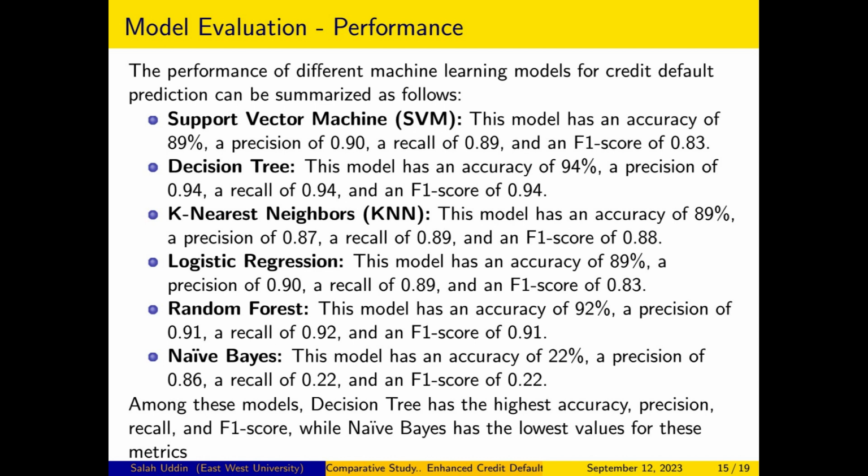Random Forest model has an accuracy of 92%, a precision of 0.91, a recall of 0.92, and an F1 score of 0.91. Naive Bayes model has an accuracy of 22%, a precision of 0.86, a recall of 0.22, and an F1 score of 0.22. Among these models, decision tree has the highest accuracy, precision, recall, and F1 score, while Naive Bayes has the lowest values for these metrics.